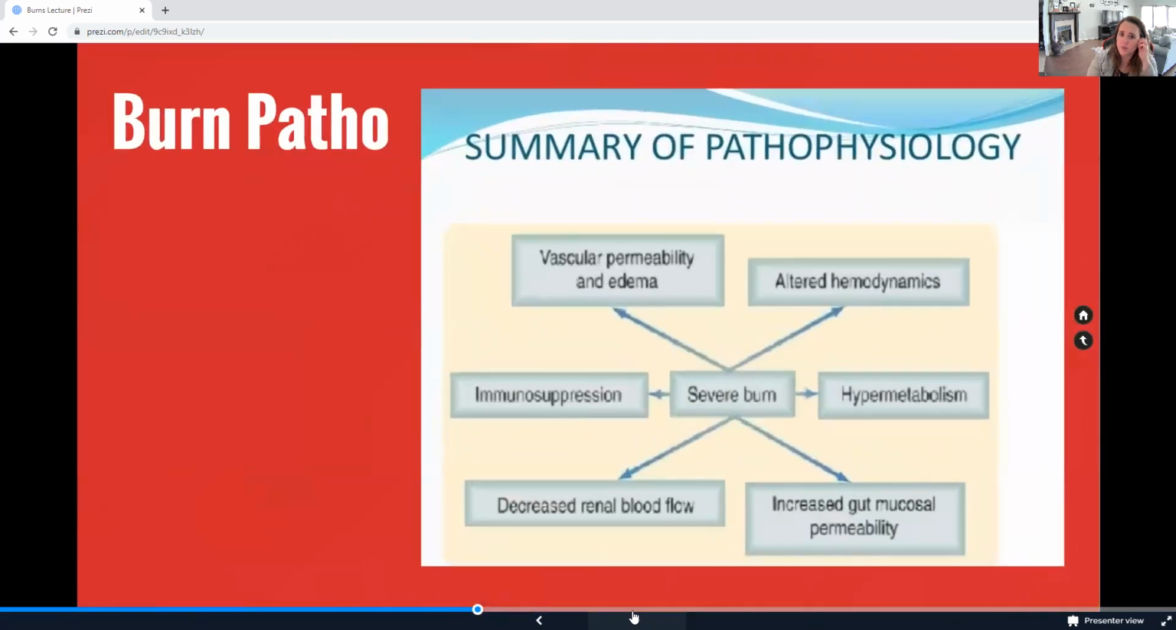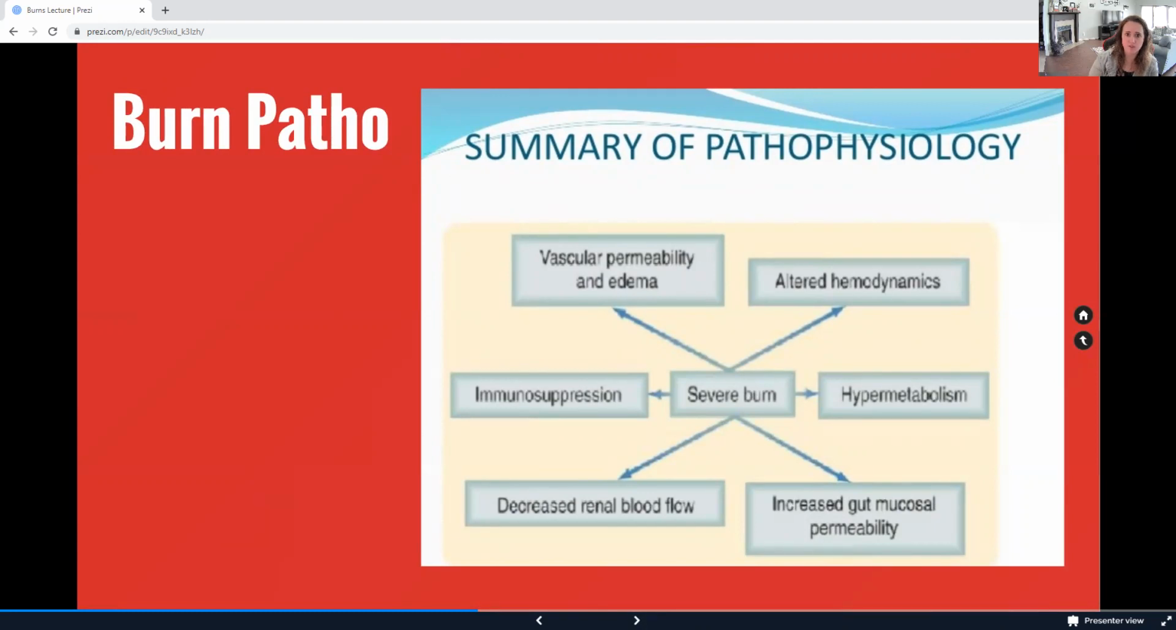So let's talk a little bit about the pathophysiology and some of the changes that happen in the immediate injury of the burn. So we know burn is a very traumatic injury that has a lot of effect on a lot of different physiological processes in the body. When burns occur, our vessels are damaged, and what's inside that intravascular space can now leak out more easily, right? So that's what we mean when we talk about capillary permeability.